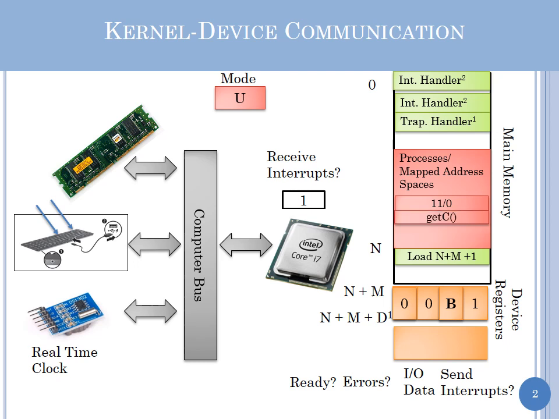Now let's say the process says, give me a character. The character is somewhere stored in some kernel space. And how do I get that character? I'm in user space. I want the character. I'm making a system call.